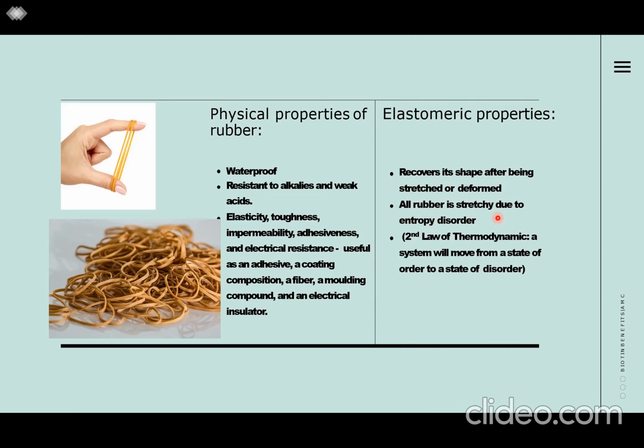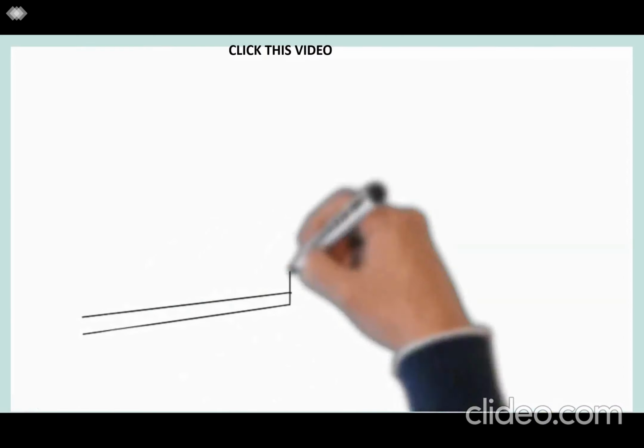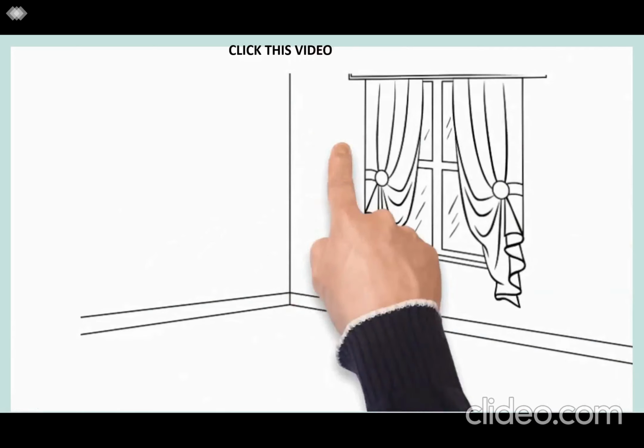All rubber is actually stretchy, due to its entropy. So what is actually entropy? I will let you know shortly. Here we apply the second law of thermodynamics, which states that a system will move from a state of order to a state of disorder. I mentioned the entropy in the last slide. I'll give you one example.